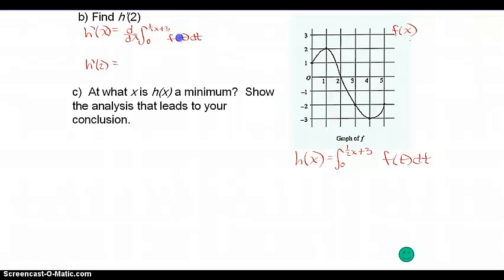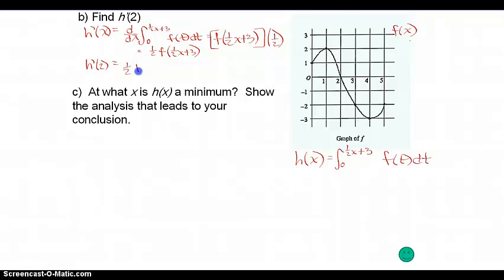Here's where they're testing, do you understand the chain rule in the fundamental theorem part 2? The chain rule says it is the derivative of the outside. We write this function. Everywhere there's a t, we replace it with whatever is written in the upper limit. That's the derivative of the outside, not changing the inside, times the derivative of what's inside with respect to x, which is 1/2. So h prime of x cleans up to be 1/2 times f of 1/2 x plus 3. And so that's how we're going to find h prime of 2.